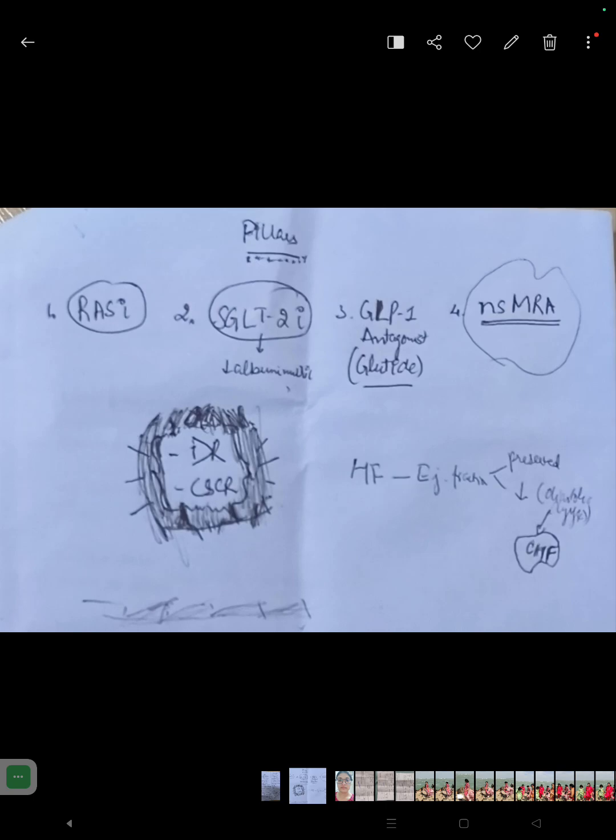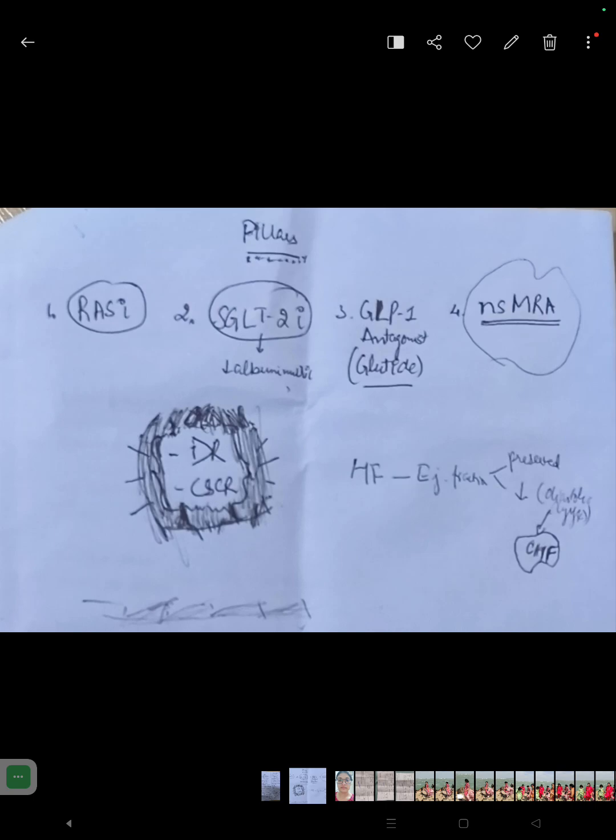They say that there are four pillars to treat the kidney disease, especially the chronic kidney disease. The first one is the RAS inhibitors, that is the renin-angiotensin system inhibitors. The second one is SGLT2 inhibitors. SGLT2 inhibitors are anti-diabetic drugs, and they are mainly used to decrease the albuminuria, and they are not preferred in type 1 diabetics. The third one is GLP-1 agonists, that is the glutides. They are also anti-diabetic medicines. And the fourth pillar is non-steroidal mineral receptor antagonist, that is Finerenone.